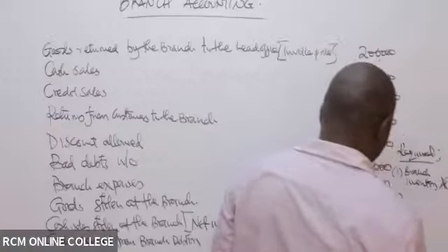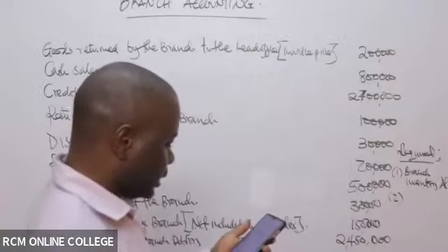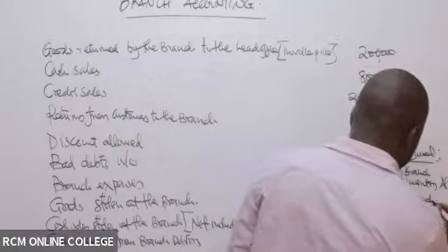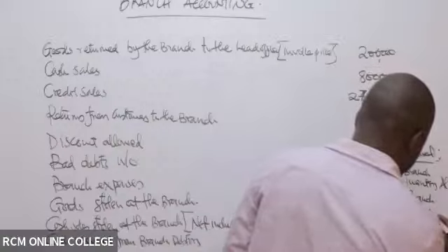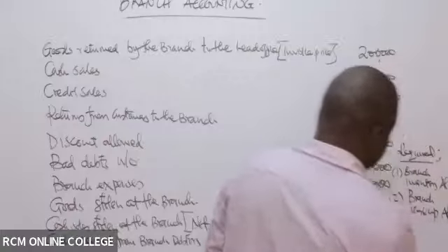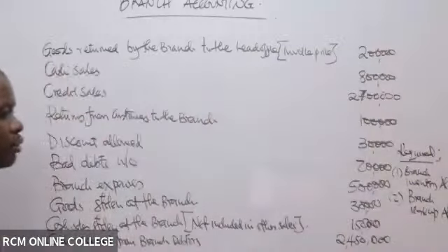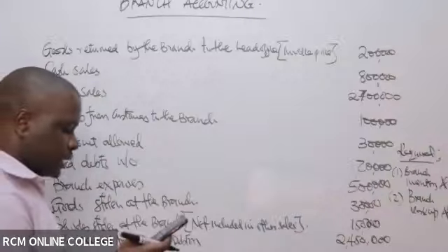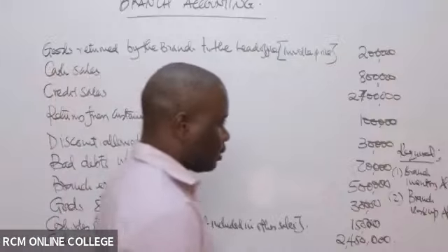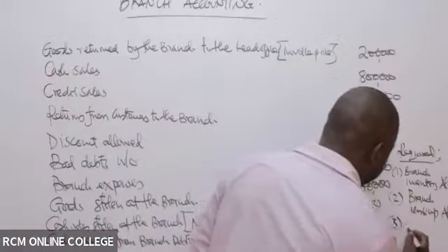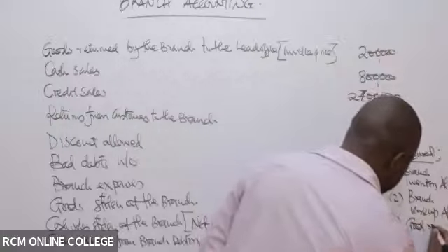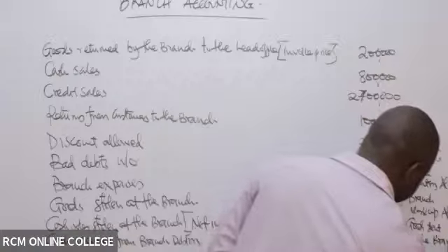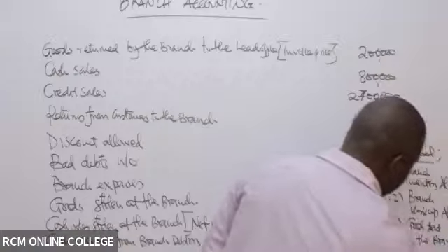Number two, what they want you to prepare is the branch markup account. That is what they require you to prepare. We've mentioned it a number of times in our journals. Then also in this case, the goods sent to the branch. Remember, we also talked about this journal entry. So number three, they require you to prepare the goods sent to the branch account.